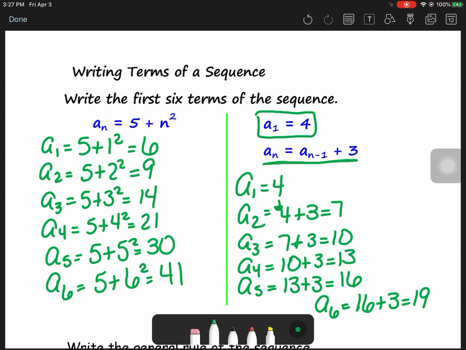That's what a sub n means. It means the previous term, or the one before.